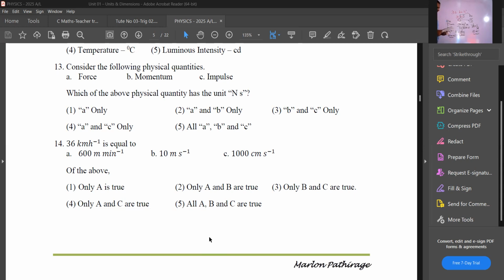Fifteen one. What is the answer? I think you know this one, no? We have done this one in our last lesson. What is the answer? Third one. Very good.